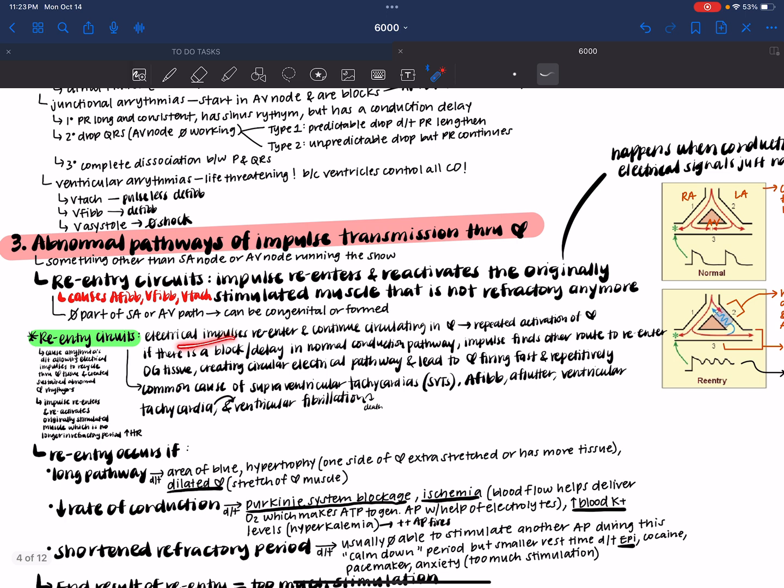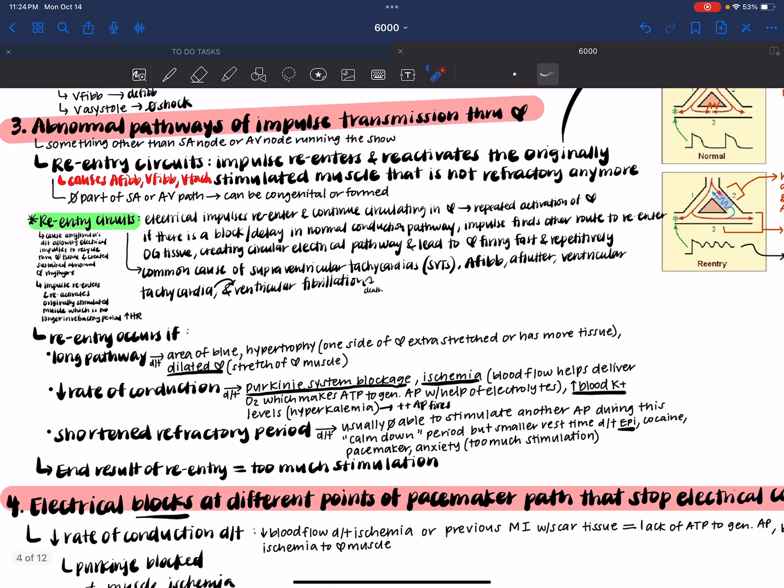Reentry circuits are electrical impulses that re-enter and continue circulating in the heart, causing repeated activation. If there is a block or delay in the normal conduction pathway, impulses find another route to re-enter the original tissue, creating a circular electrical pathway and leading to the heart firing fast and repetitively. Common causes of supraventricular tachycardia are AFib and aflutter, along with ventricular tachycardia and ventricular fibrillation. It causes arrhythmias by allowing electrical impulses to recycle through the heart tissue and create sustained abnormal heart rhythms. The impulse re-enters and reactivates originally stimulated muscle, which is no longer in its refractory period, and increases the heart rate as a compensatory mechanism.